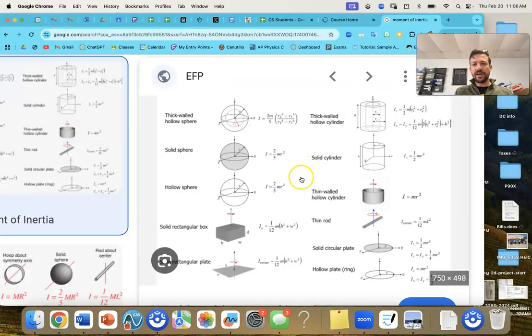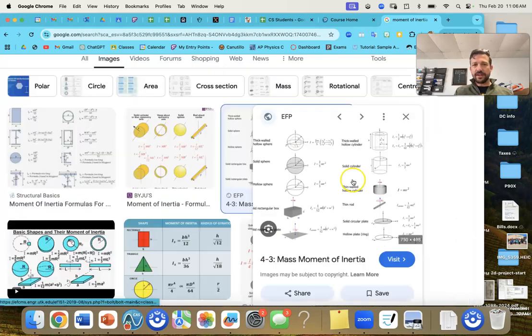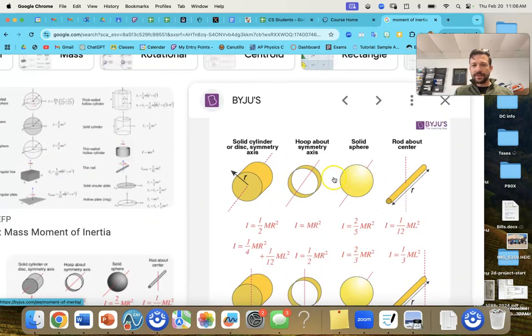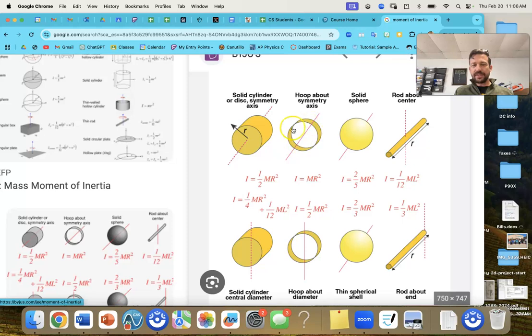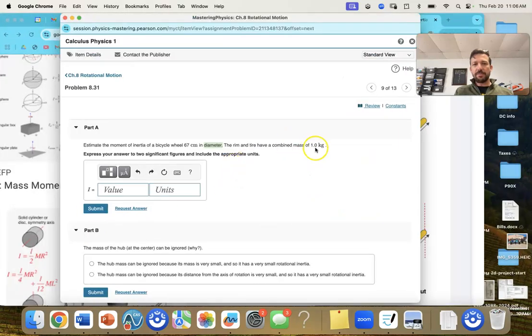So you'd come over to your formulas and look for, it looks like probably a, I don't see it on here. Let's see. Something like this. A hoop. Probably this, and it rotates around the center. Because you wouldn't want a hoop that rotates like this. That's not how a wheel goes around a bike, right? So it would be this one. So it'd just be mr squared, I believe. So it'd be mass times radius squared.